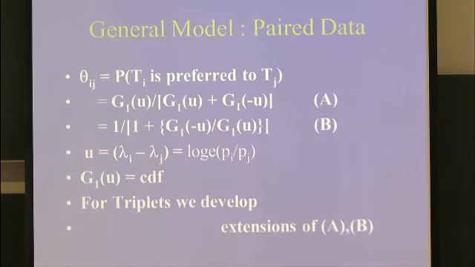following this particular formulation: for some arbitrary distribution function g1, here is a possible model for the pair comparison situation, and here are two alternative expressions for it, g of u, g1 of u over the sum of these two terms, or 1 over 1 plus their ratio.